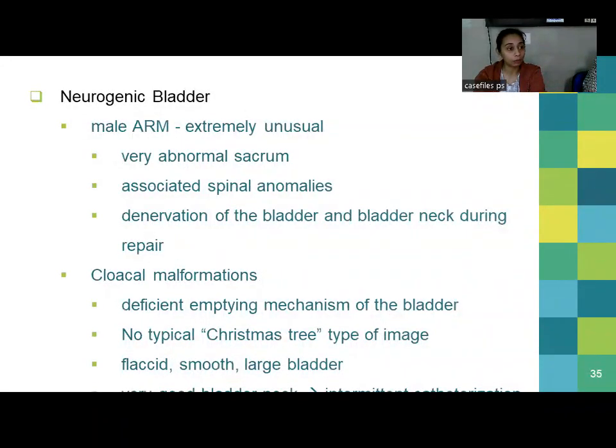Neurogenic bladder is another complication that is seen in operated cases of ARM. In male ARM, it is extremely unusual. It is usually seen with a very abnormal sacrum or with spinal anomalies, or when denervation of the bladder or bladder neck is done during repair.